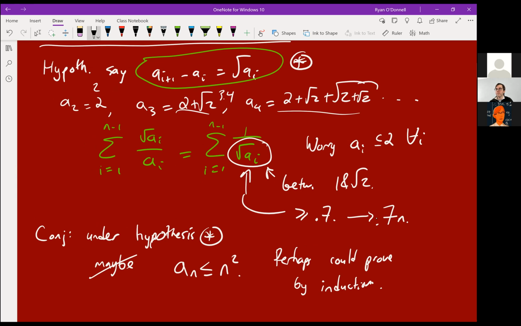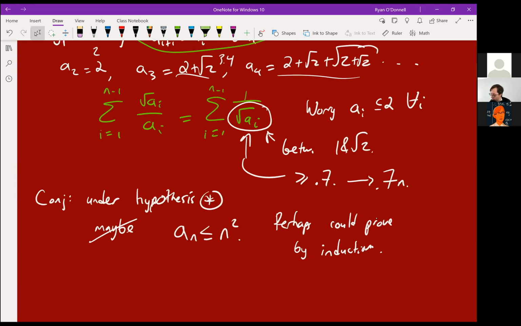I mean, that would pretty much give it to us, right? Because we could plug it back in and we'd get the harmonic sum. Yeah, that's true. Well, here's the weird thing: the inequality is going the wrong way. Yeah.